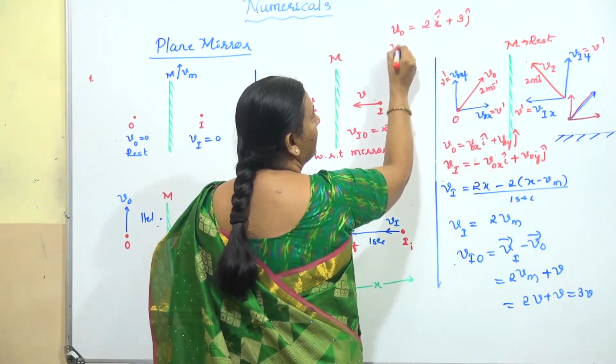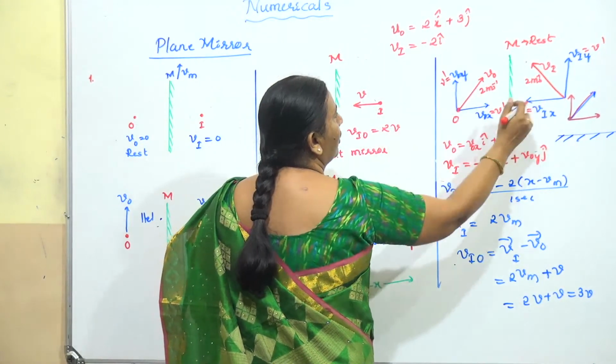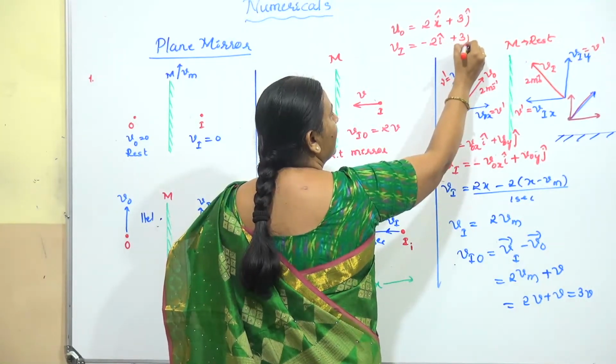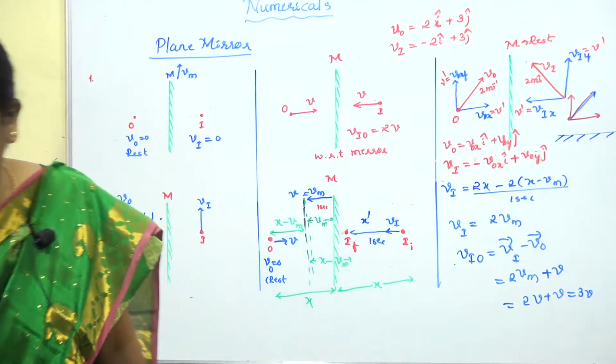Okay, then what will be your image speed, children? Minus 2i cap, because only the horizontal component changes in this case. Okay, plus 3j cap remains as it is. Hope everyone is clear. Okay, this is one concept.